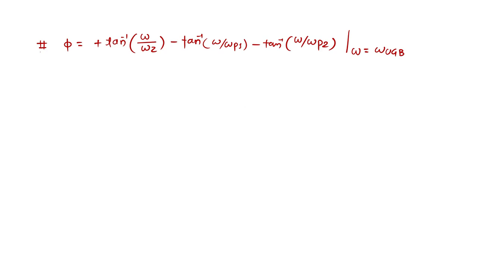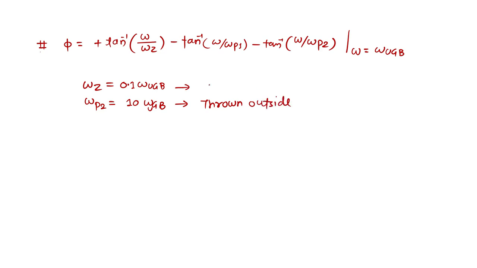Okay. Yes. So let me say omega g is 0.1 times omega UGB, and omega p2 is equal to 10 times omega UGB. Means it is thrown outside, it is thrown outside, and it is pulled inside this UGB.